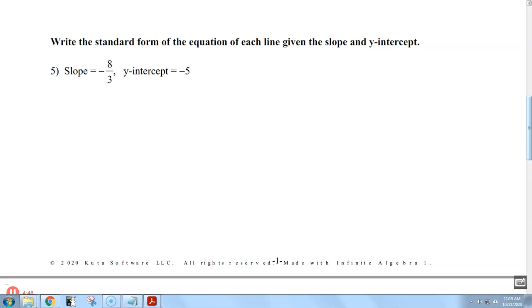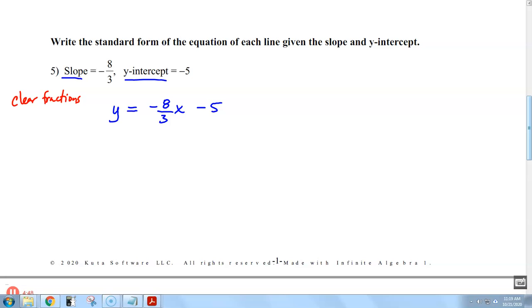So write the standard form of the equation given the slope and the y-intercept. I'm going to write this in slope-intercept form because that's what you're giving me: the slope and the intercept. So y equals negative 8/3 x minus 5. Well, the first problem is we're not allowed to have fractions. So my first step is to clear the fractions out. And you can do this anytime in algebra. Most people aren't taught to do this, but you can.